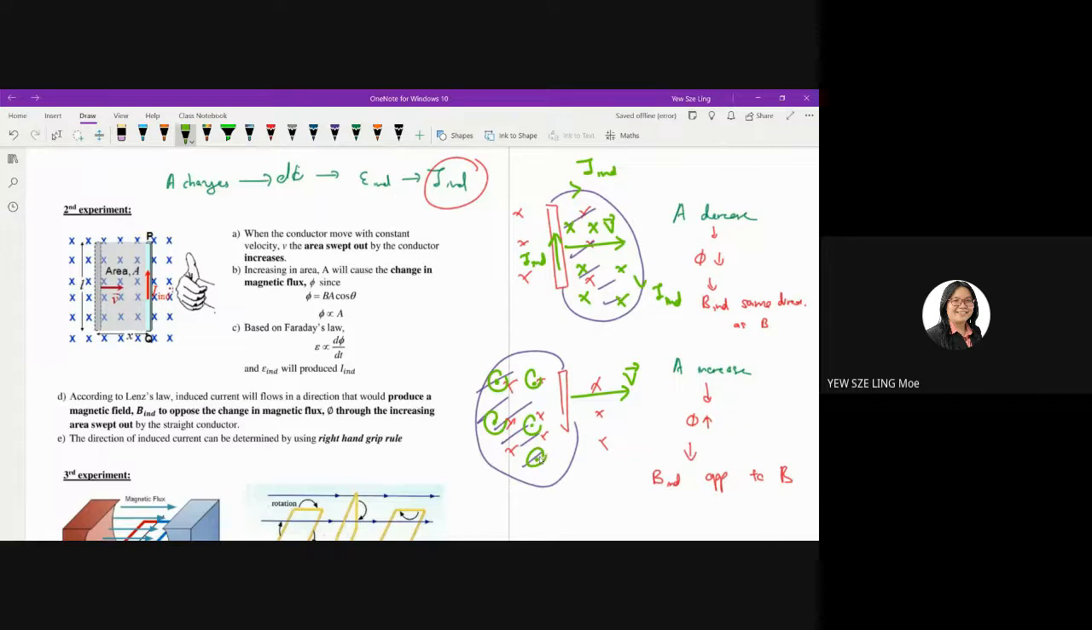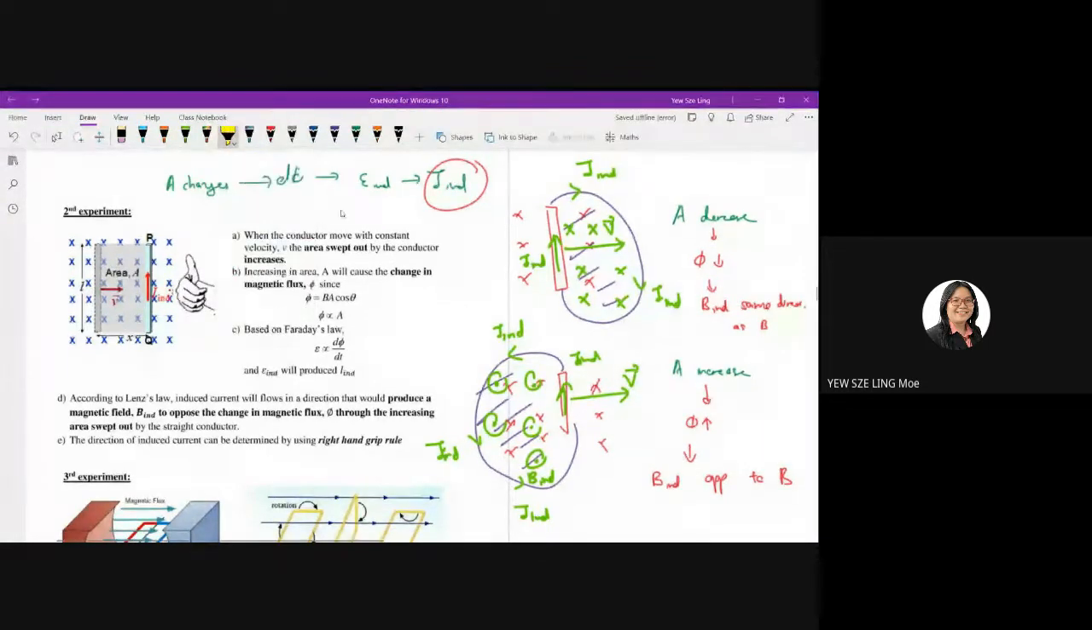Okay, the green one here is my B induced. B induced out of the page. If I use B induced out of the page and I use the right-hand grip rule, I grip the wire, therefore my I induced is now moving in the anti-clockwise direction. So that's why I told you just now, it doesn't matter whether you want to form the loop on the right-hand side or on the left-hand side. You're still going to get the I induced in the same direction.